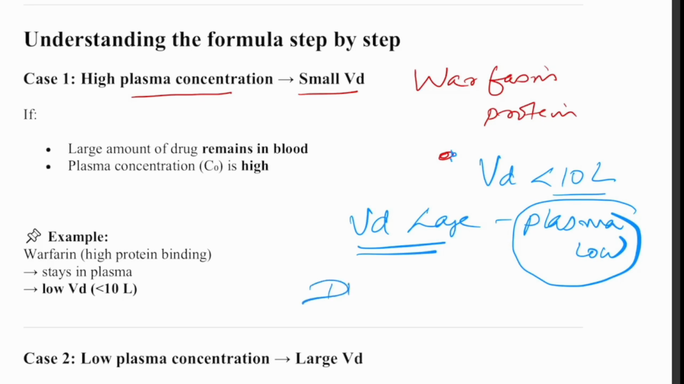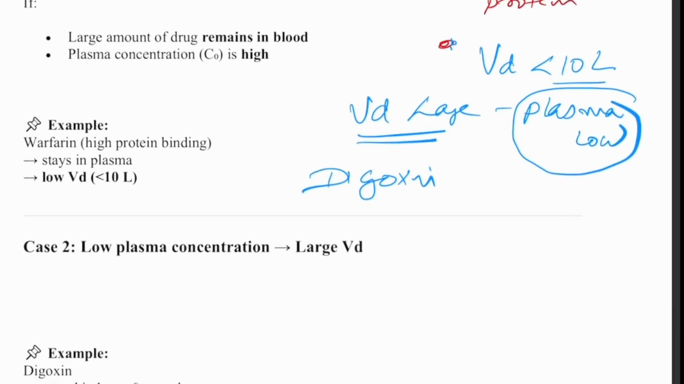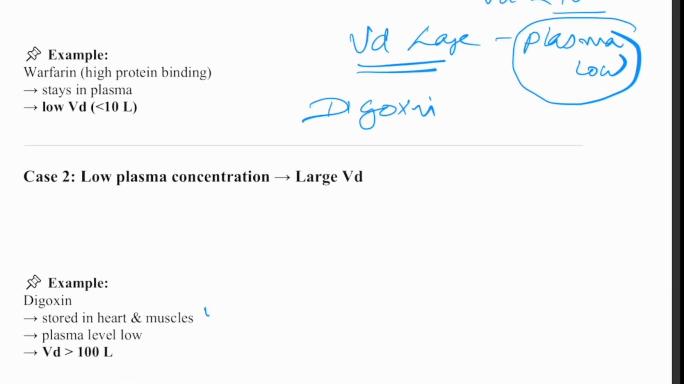Classical example is digoxin. So it is stored in heart, it is stored in muscles. The volume of distribution is high. So it is a high volume. So digoxin is an example where there is a low plasma concentration and a large volume of distribution.